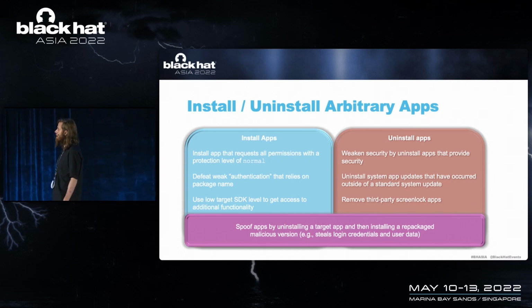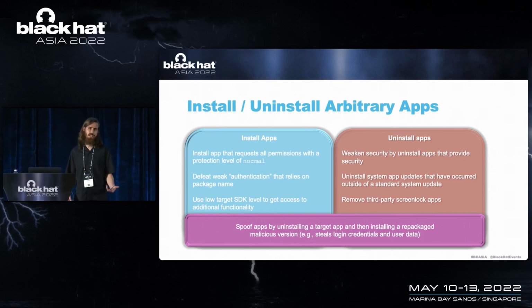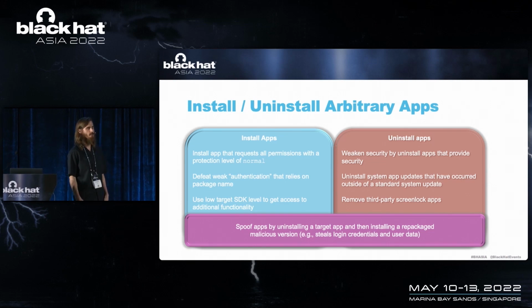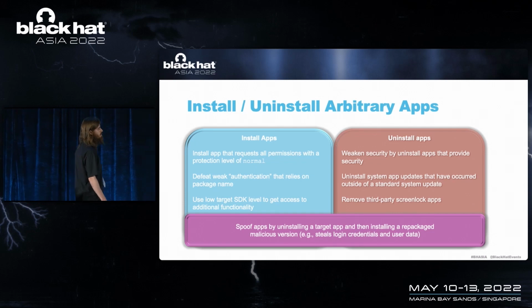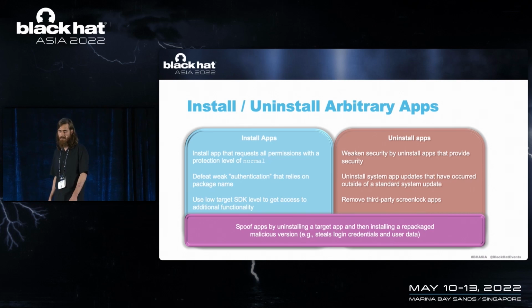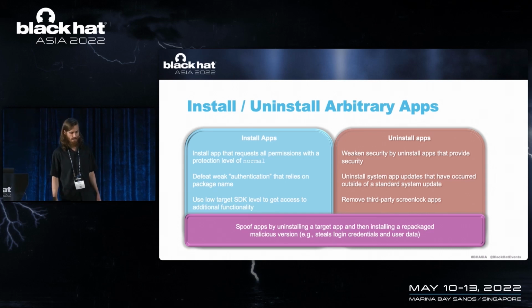So for uninstalling apps, you could do this to weaken system security by removing any AV application or any applications that are performing health checks, assuming they're a third-party application. If there has been an update to a pre-installed system app, you could uninstall the update, which may regress it and cause a vulnerability that was patched to be unpatched. And if there is a third-party screen lock application, you could remove that to get access to the device.